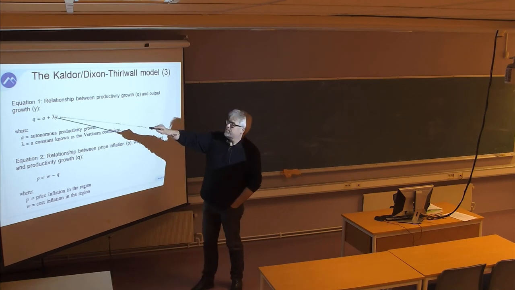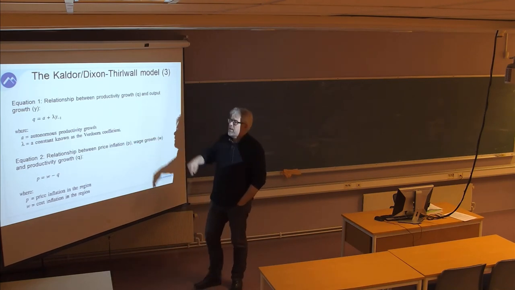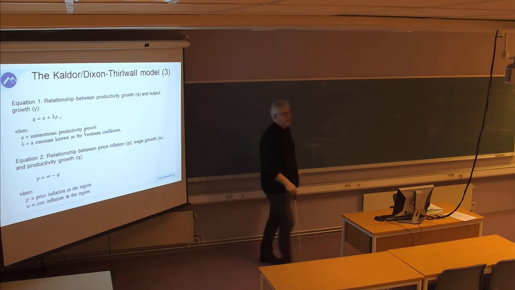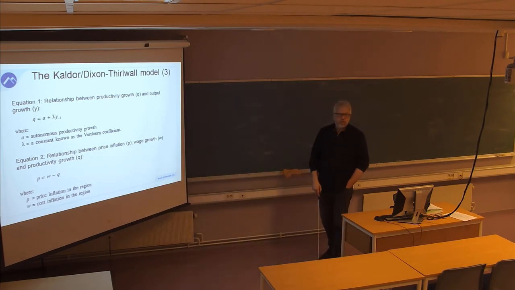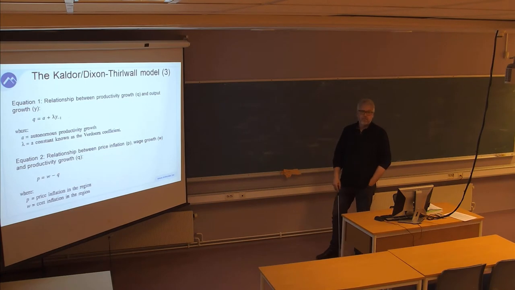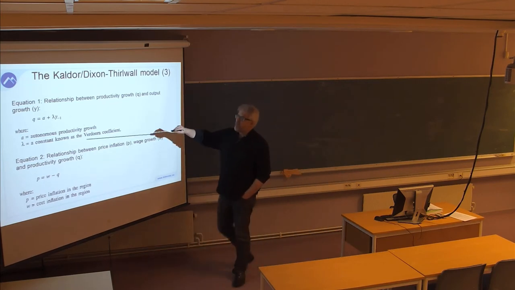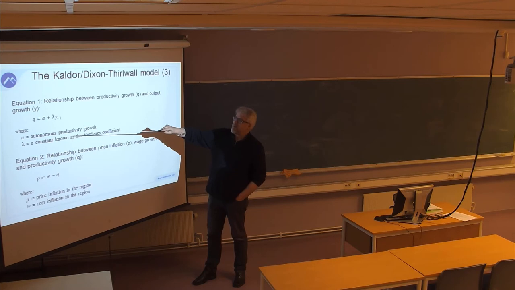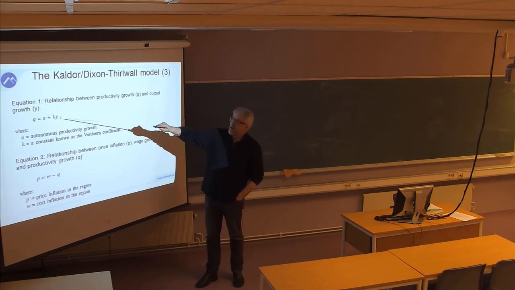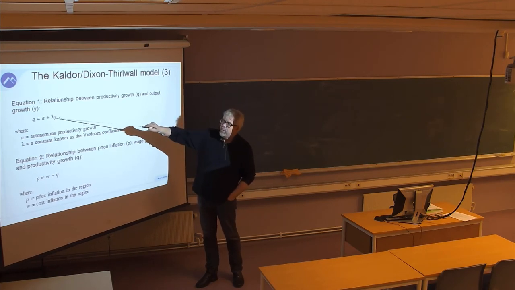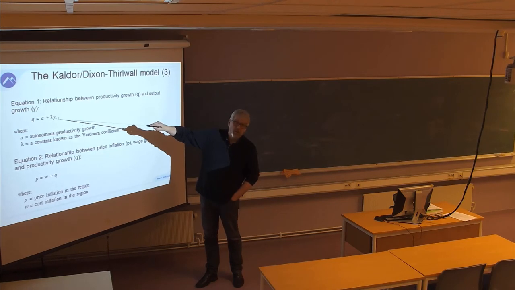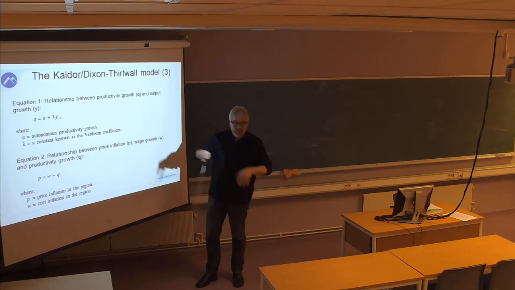The lambda is this Verdoorn coefficient, which has a number between 0 and 1, closer to 0 than closer to 1. So it says something about what is the increase in productivity linked up with the output from this economic system last year. Minus 1 means this year, minus 1 last year.